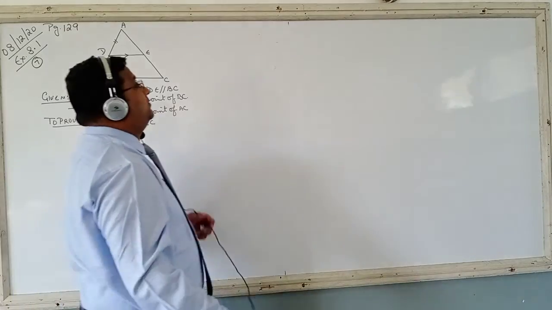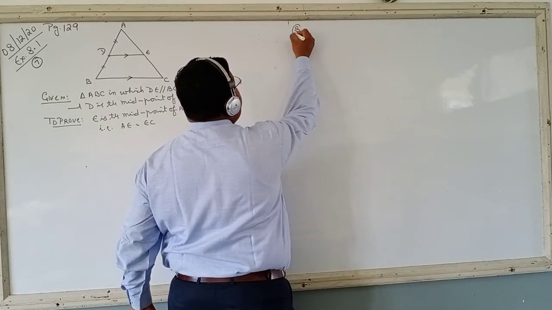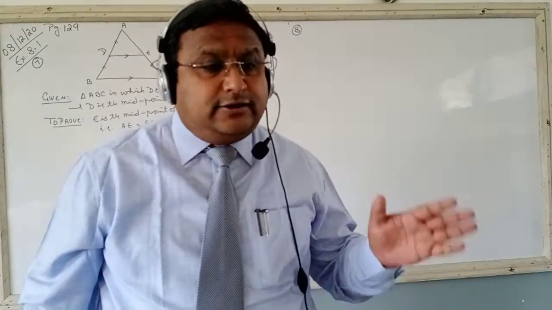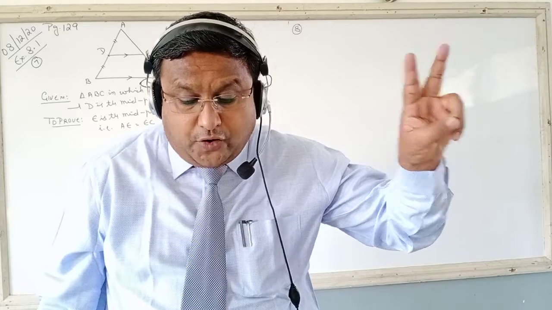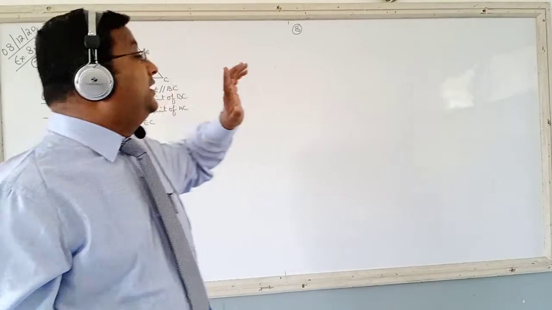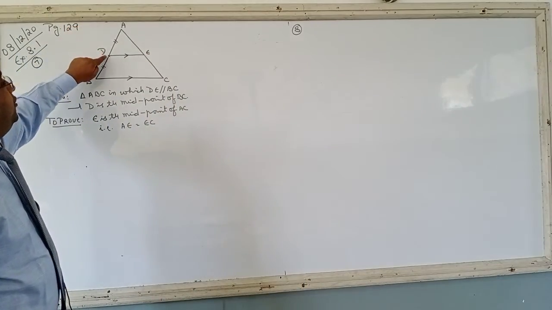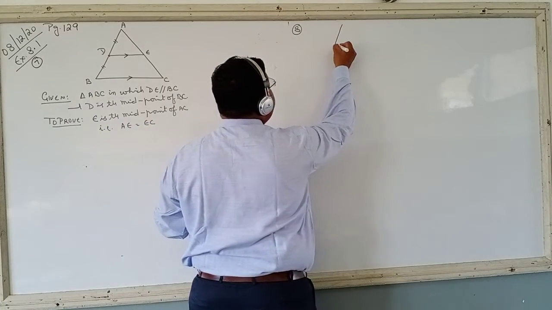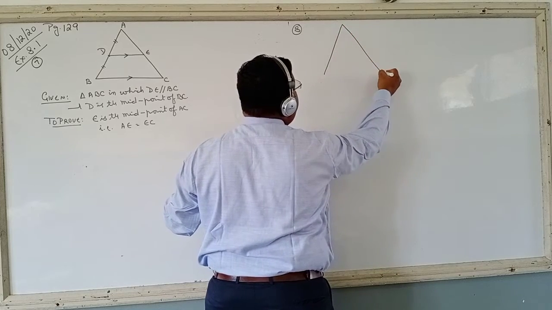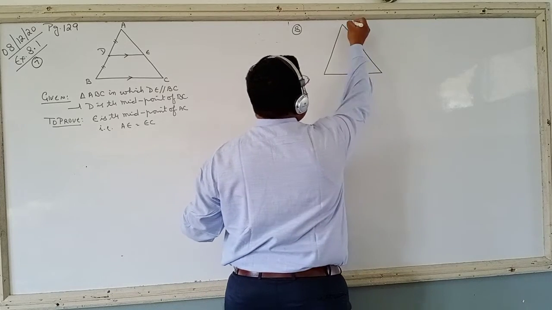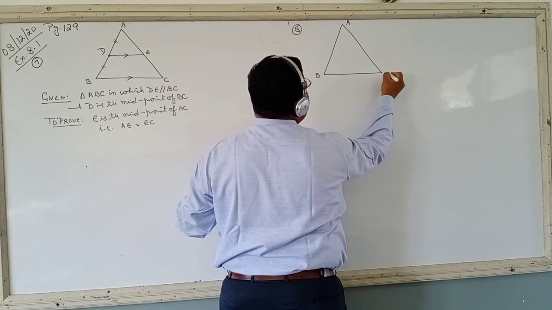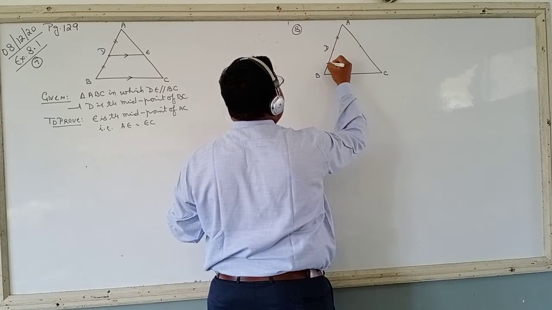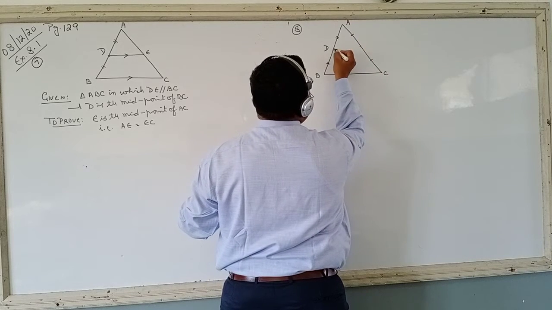Let us talk about question number 8. What does he say? In question number 8, he says, using theorem 6.2, prove that the line joining the midpoints of two sides. Here it was the line joining the midpoint of one side. Here he says the line joining the midpoints of two sides. So this is one triangle ABC, D and E both are midpoints. AD is equal to DB and AE equals EC.